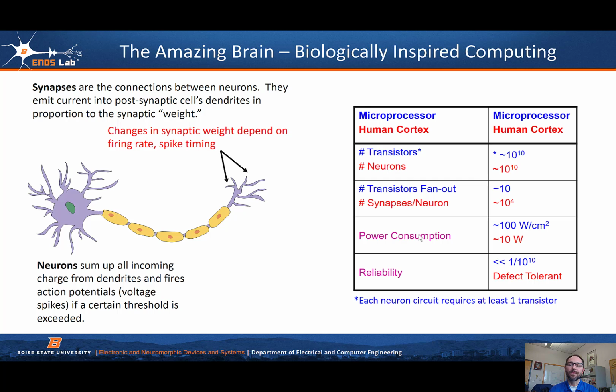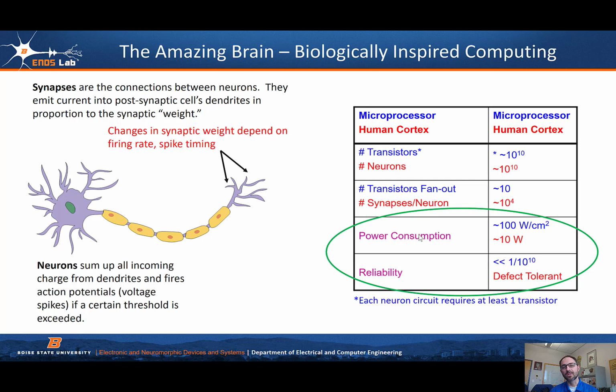The other thing about the brain is it's incredibly defect tolerant. We lose neurons and synapses all the time. Neurons die and regrow and connections change. And yet our brain is still mostly able to do all of its normal cognitive function, even when those neurons die. Whereas with a computer, if you lose one transistor, oftentimes you're dead in the water. Your processor won't work. So those things are really important.